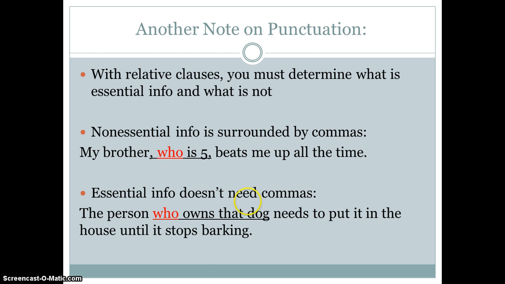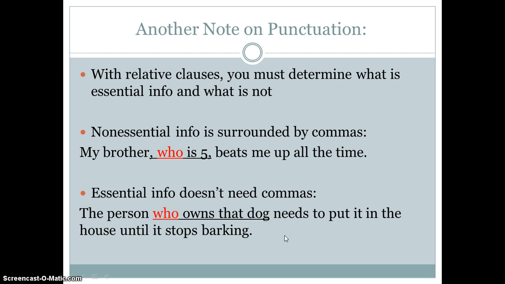Okay, so since it's non-essential, there are commas around it. I should have highlighted those. I think of them as hinges to a secret trap door. If you were to send this whole phrase, who is 5, down through the trap door and close the sentence up, it would still make sense. So that's how I think of it. Think of these as little hinges, and the phrase can just disappear and it would still make sense.